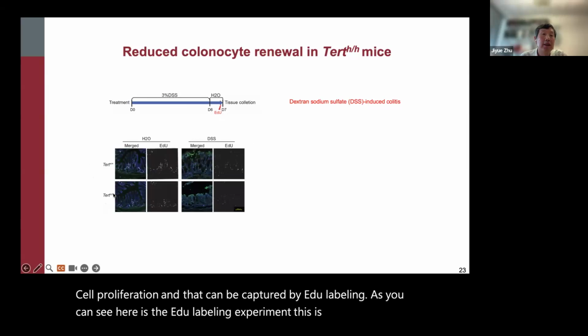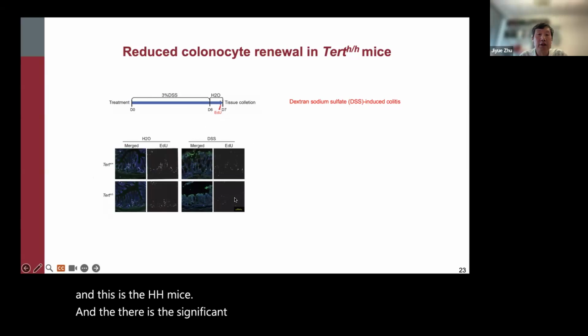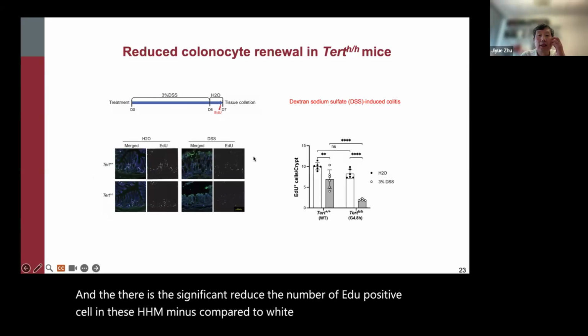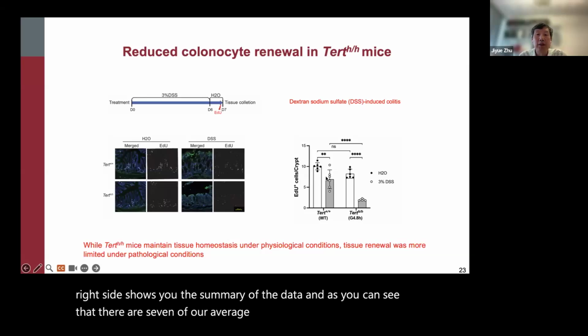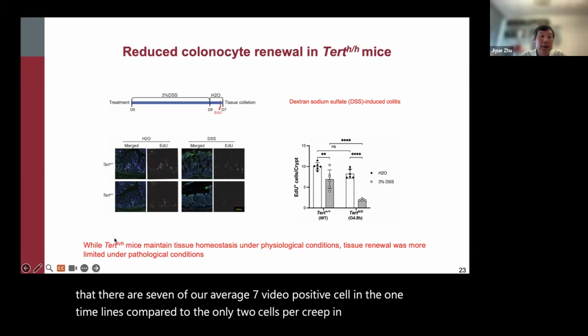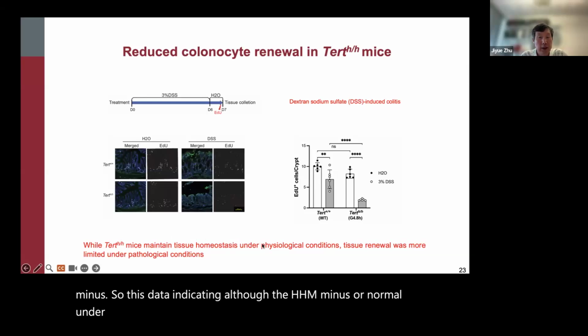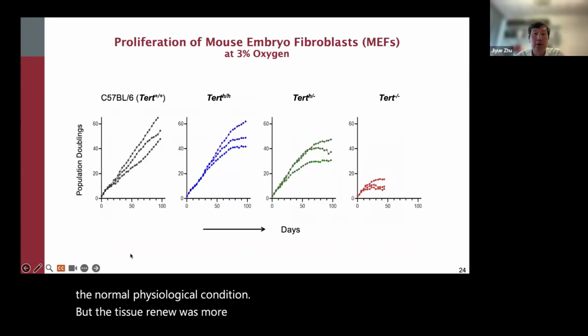As you can see, here is the EdU labeling experiment. This is the wild-type mouse, and this is the HH mouse. There is a significantly reduced number of EdU-positive cells in these HH mice compared to wild-type mice. On the right side is the summary of the data. There are on average 7 EdU-positive cells in the wild-type mice compared to only 2 cells per crypt in the HH mice. So these data indicate that although the HH mice were normal under normal physiological conditions, tissue renewal was more limited under the pathological condition.